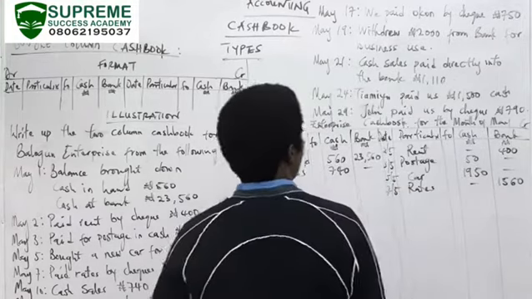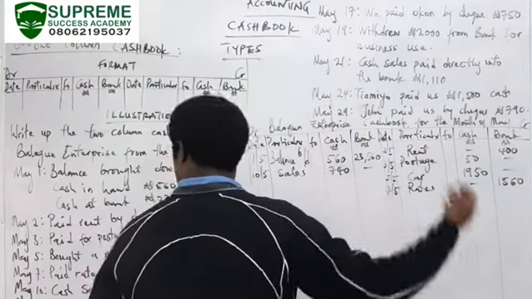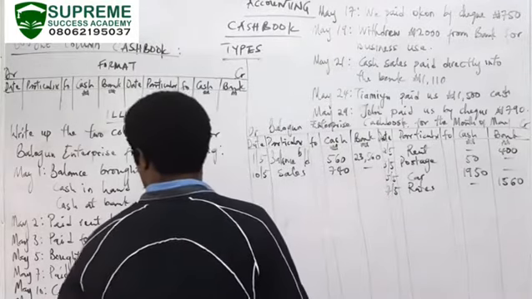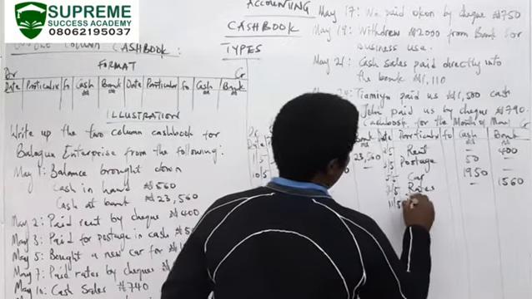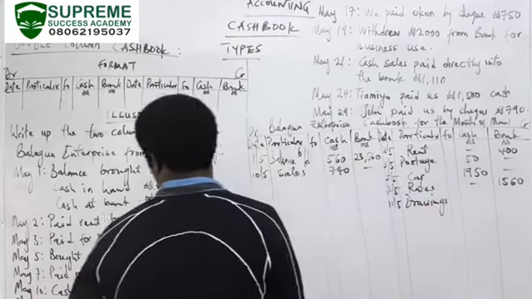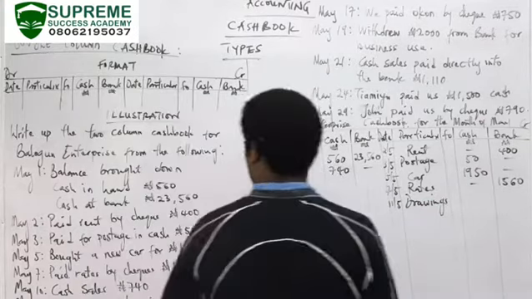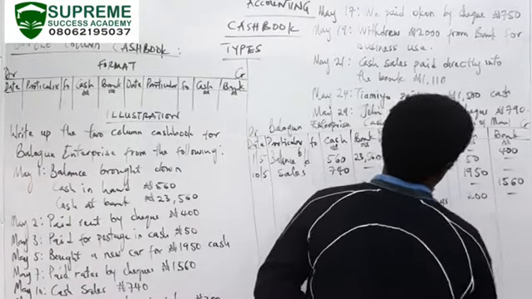On the 11th of May, we have cash drawings by proprietor. This cash drawing by proprietor means business money is going out of the organization. The proprietor withdrew from the organization, and it is cash, 200 cash.